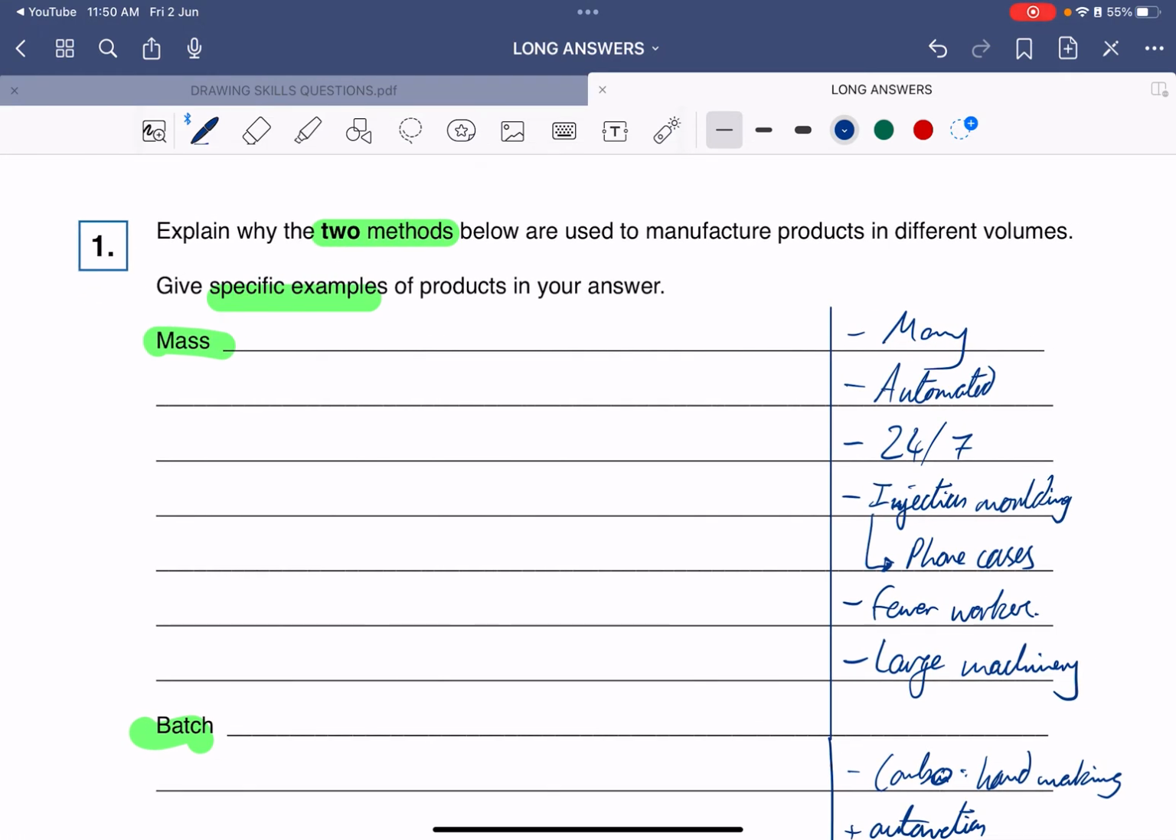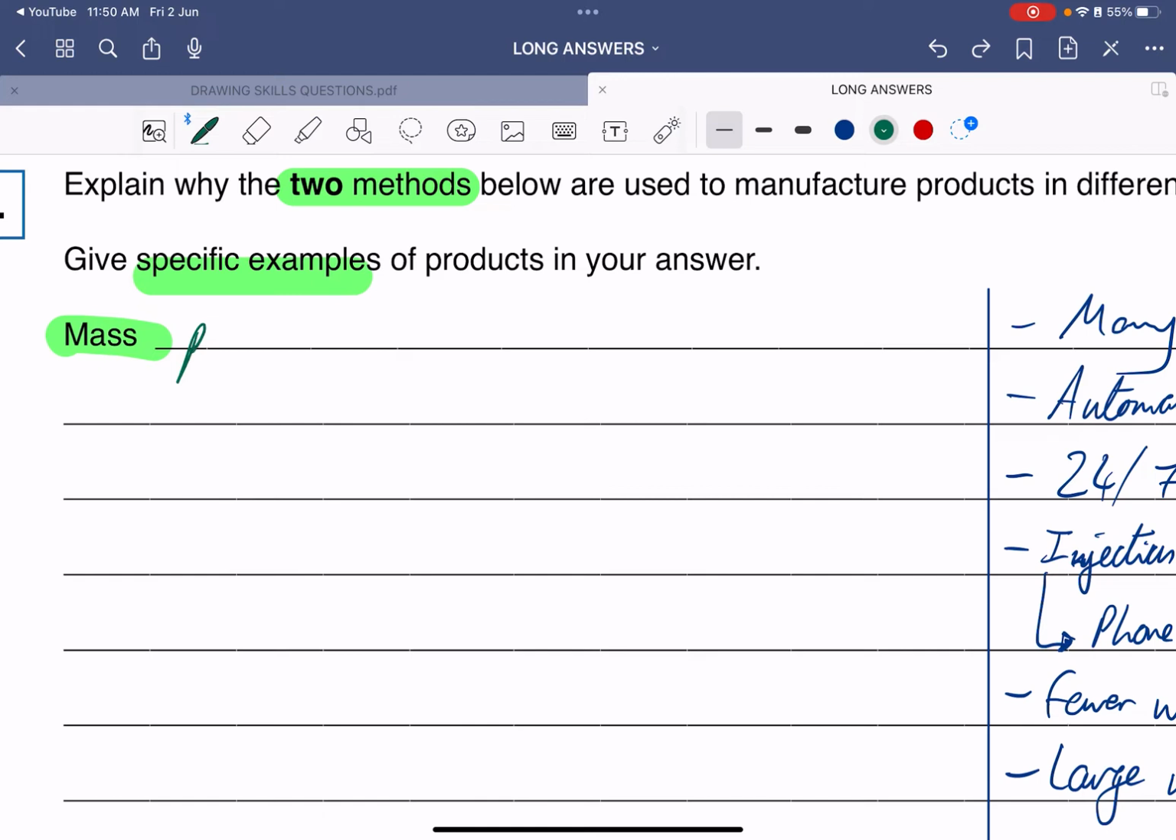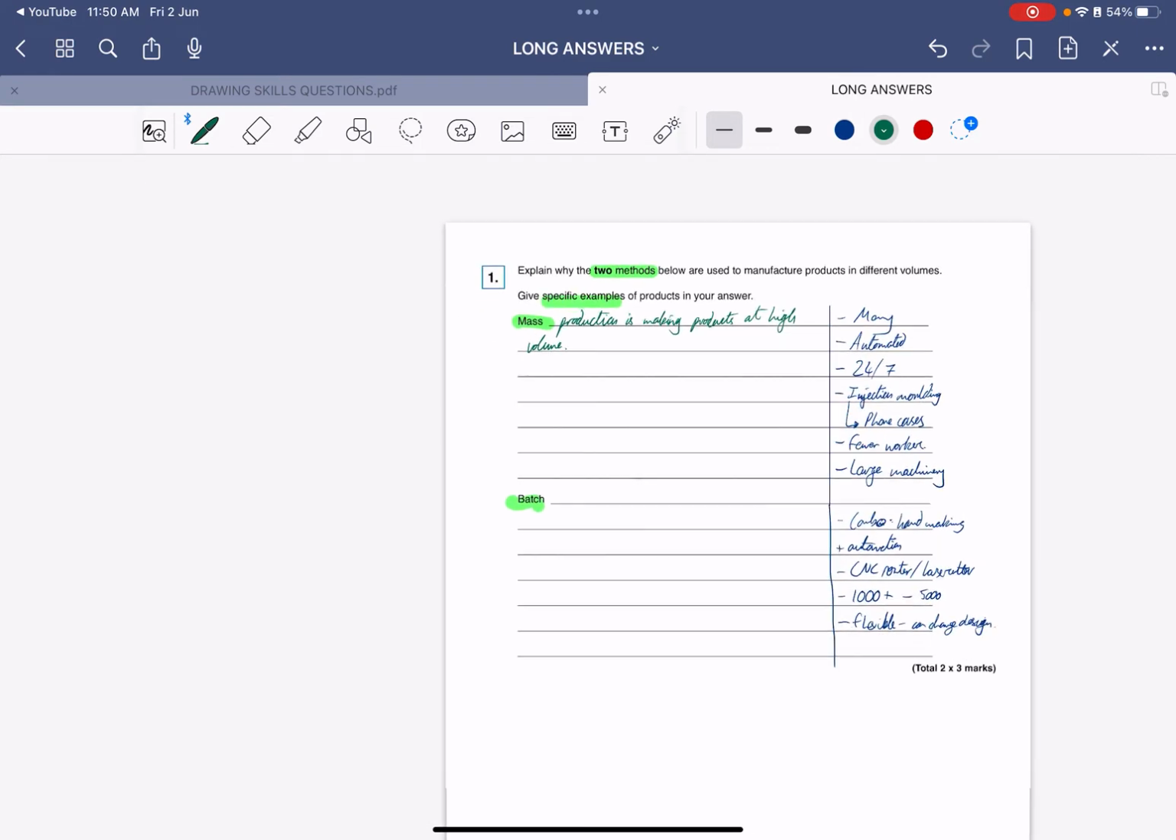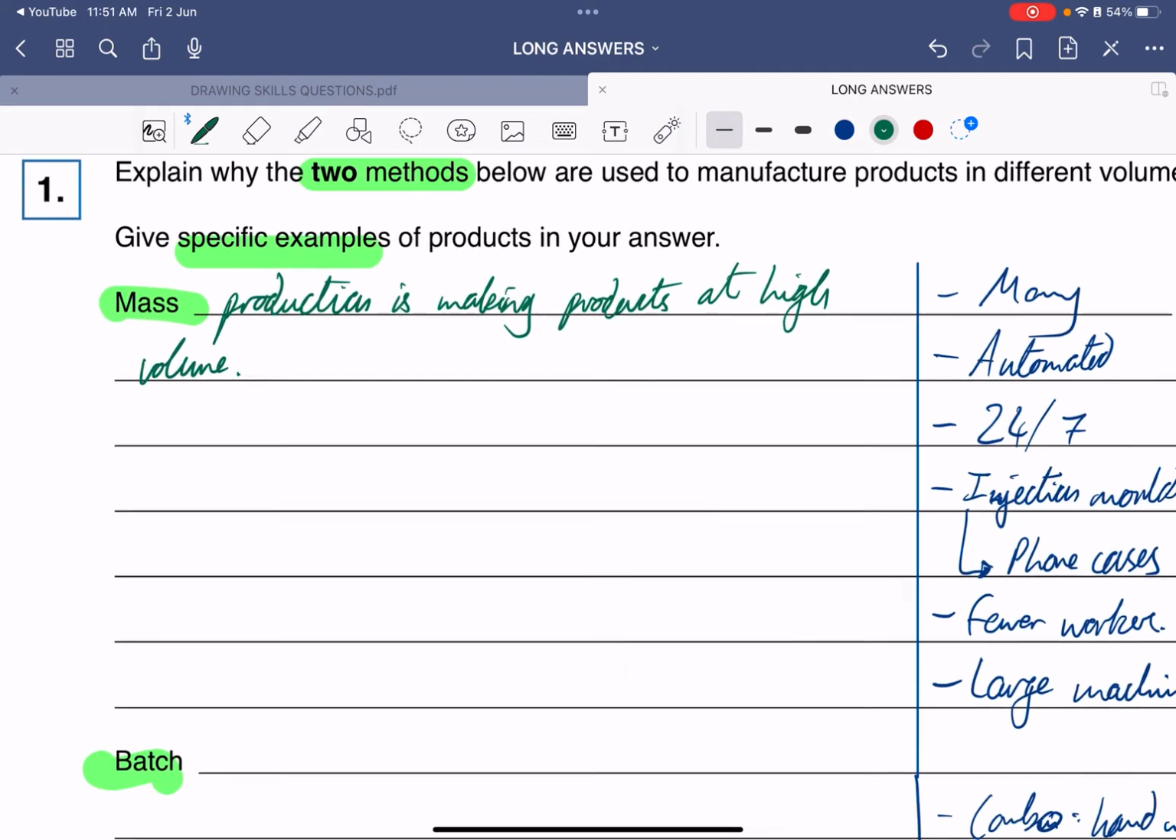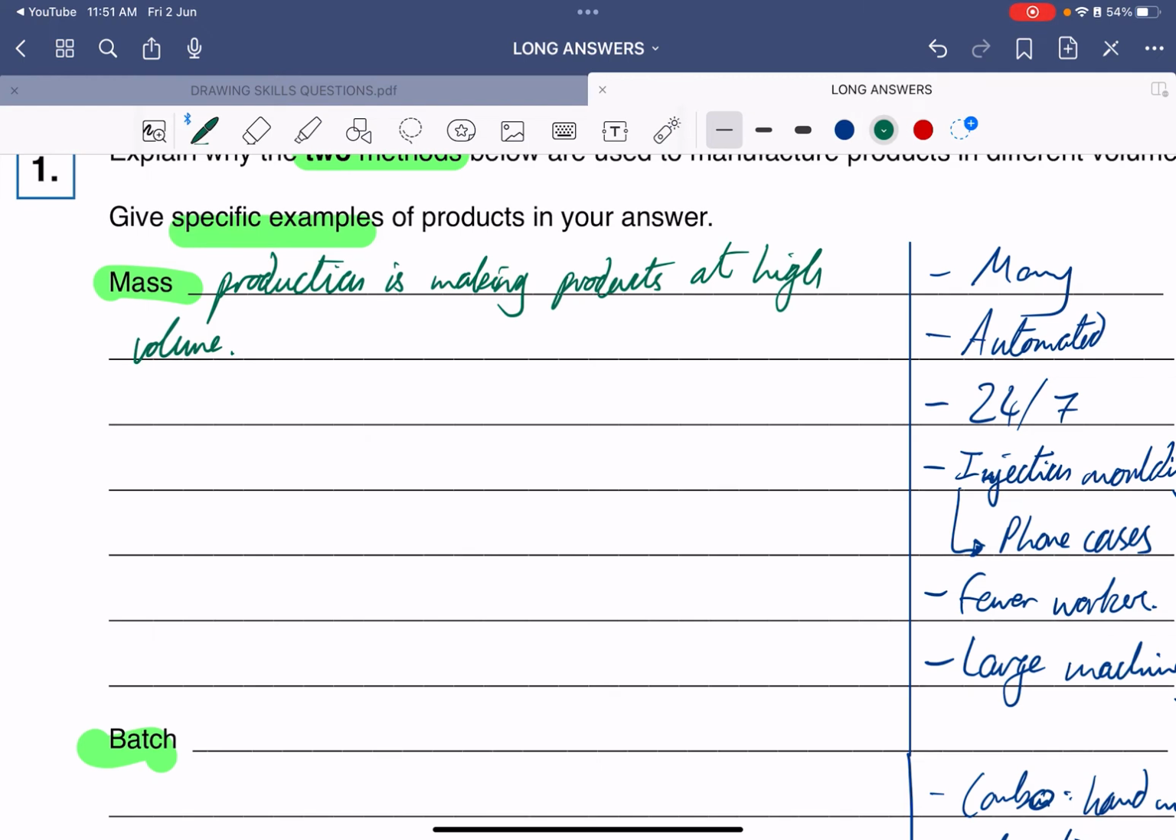Okay, so let's have a go at this for mass. A good way to start with this is to give a definition. So it says mass. So you could even just jump straight in and go, it's where, I can't write either. Mass production is making products at high volume. There we are. So we've shown them that we know what it is. There's 2 lots of 3 marks for this. Now we've got to give examples.